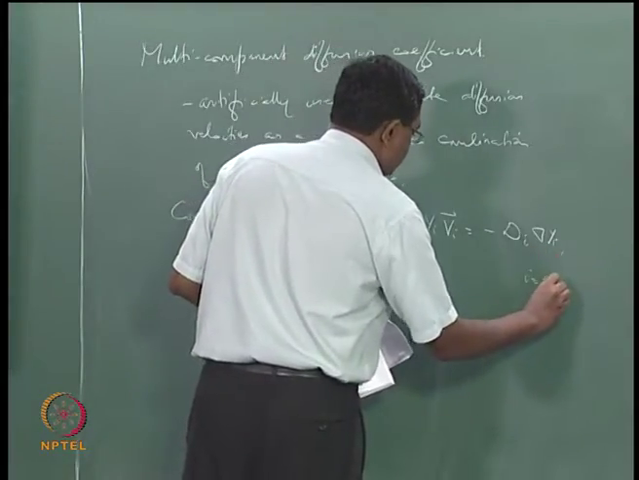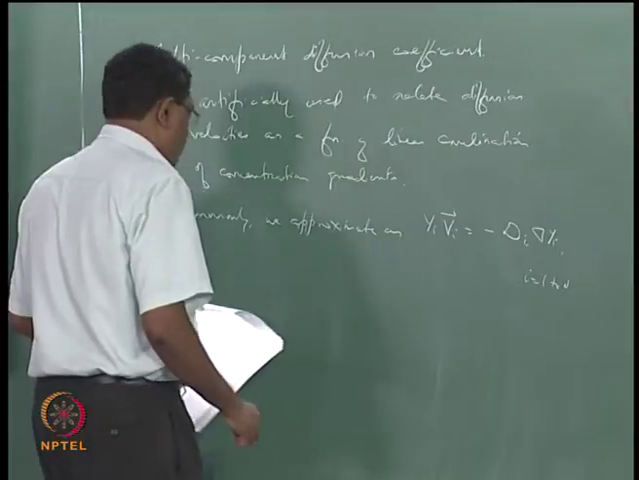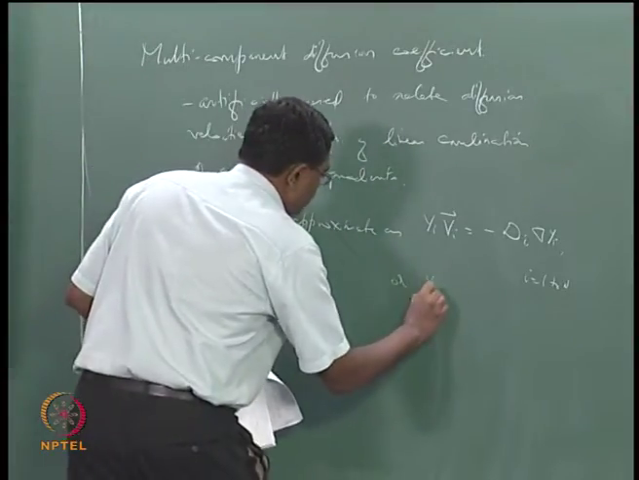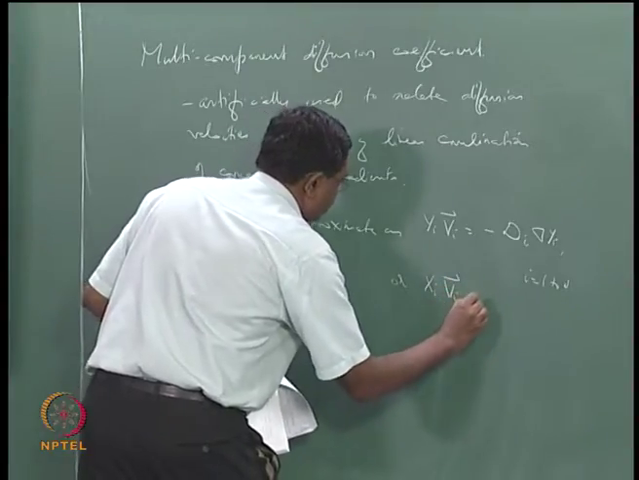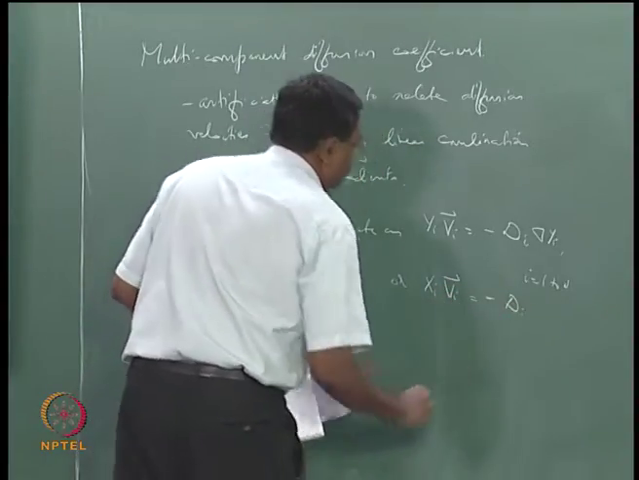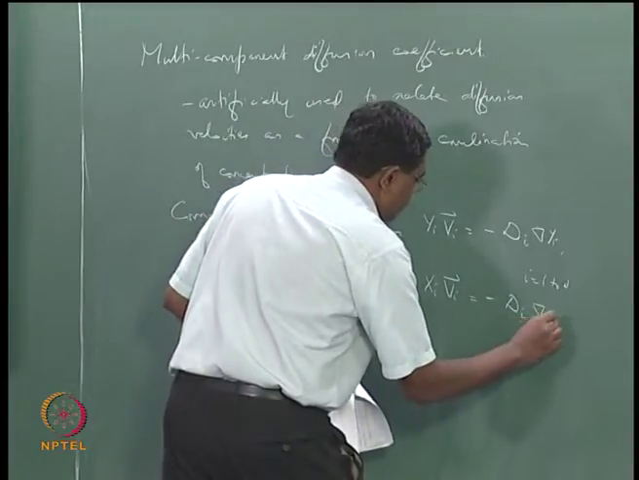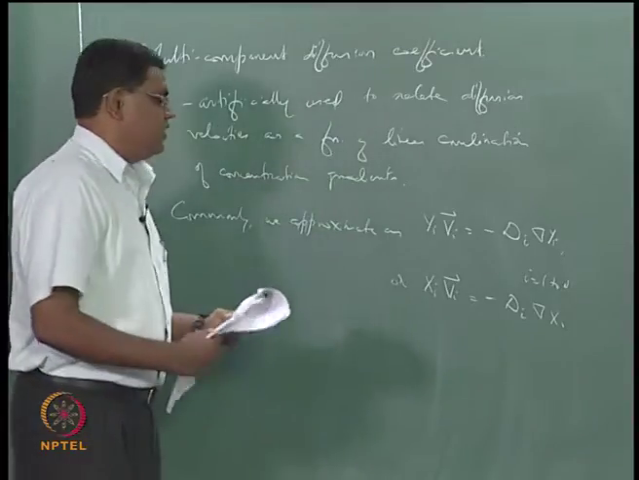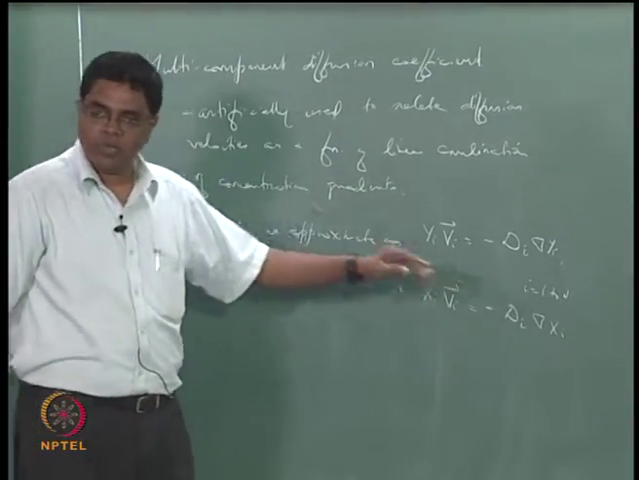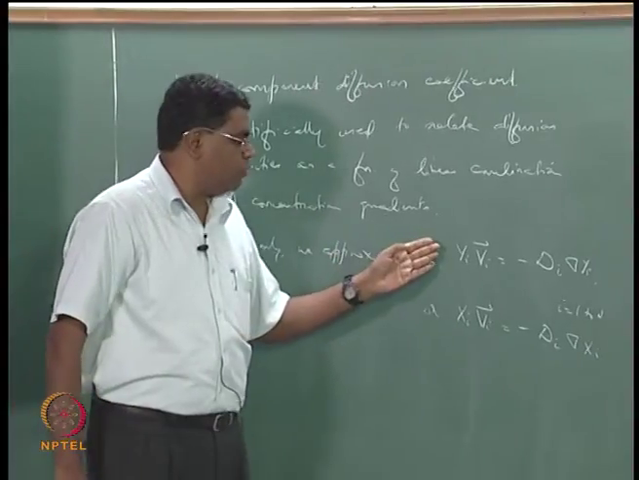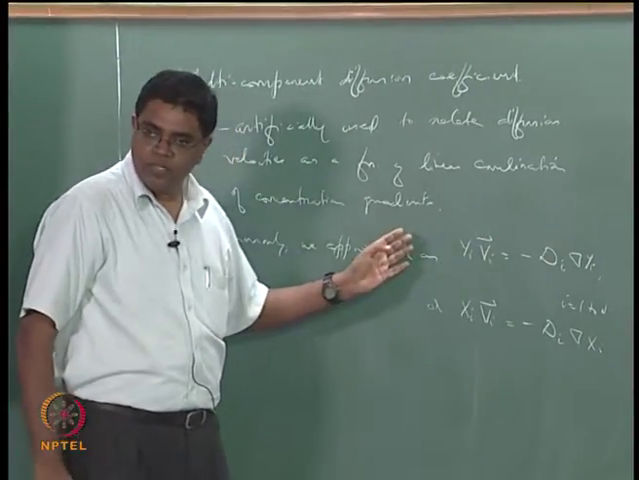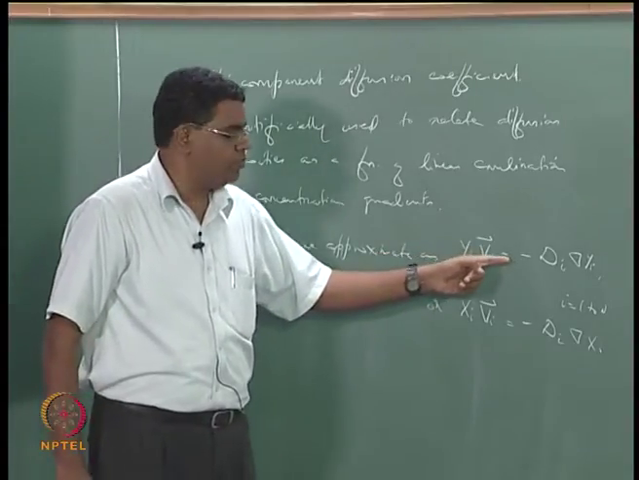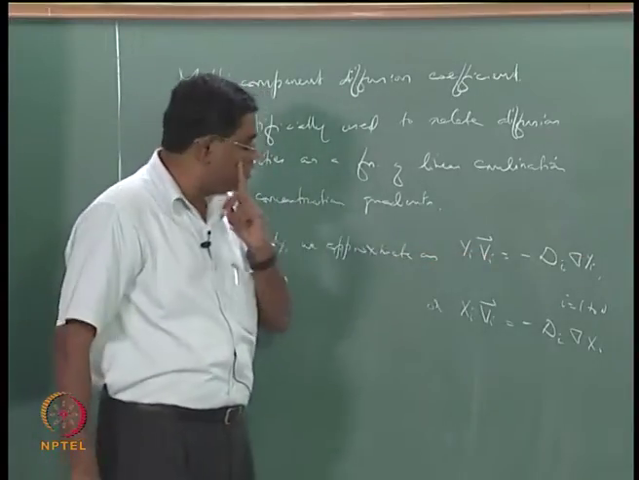or we should also be able to say Xi Vi vector is equal to Di gradient Xi, right. We have seen this before for a binary mixture. Like for example, if I now multiplied both sides by rho, the mixture density, then I get rho Yi Vi vector is equal to minus rho Di gradient Yi.